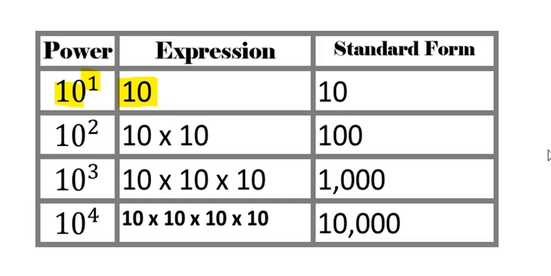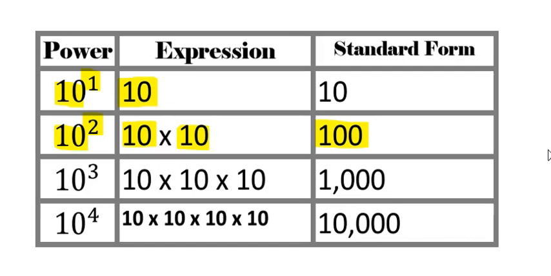If I look at the next expression in the chart, I have 10 times 10. Since I'm taking 2 10s and multiplying them, I would express that as a base of 10 and an exponent of 2. So 10 to the second power is how I would read this exponent. And it means that I am multiplying 10 times 10. 10 times 10 is 100. So 10 to the second power equals 100.